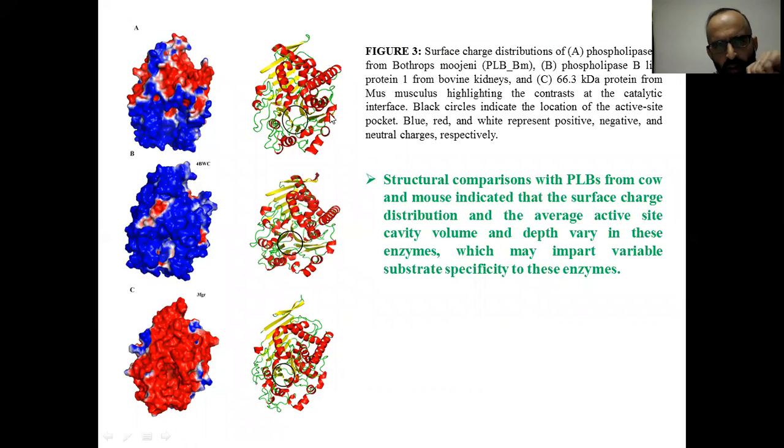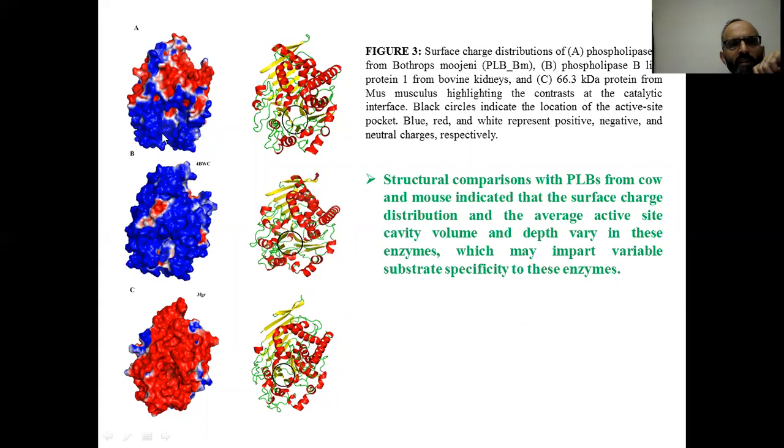Then we find out the structural basis for the substrate specificity, and here we compare the active site cavity volume and its depth and also the surface charge distribution. So from these diagrams, here we have snake venom phospholipase B, here we have cow phospholipase B and the mouse phospholipase B. You can see here the surface charge distribution varies greatly.